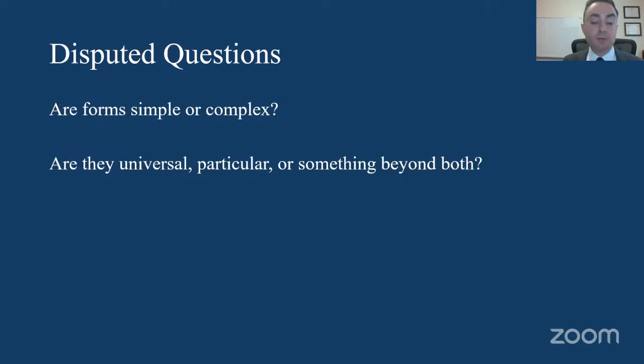Some authors consider forms to be ontologically simple, completely lacking in any kind of internal composition or complexity, whereas others consider forms to be composite entities, themselves composed of other objects, properties, relations, or powers. Finally, we can ask where forms fall on the universal particular divide. There are ongoing discussions about whether the form of a material object should be understood as a shareable, multiply instantiated universal, an individuated trope-like particular, or something beyond both.